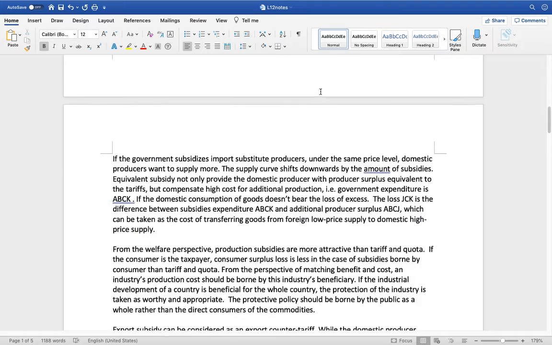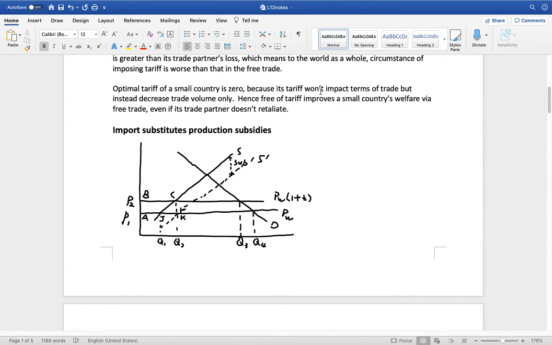The graph shows the downward shift of the supply curve by the amount of the subsidy. The supply curve shifts downwards. Therefore, it intercepts the world price at P1 and P2, and it is equivalent to imposing tariffs on the world price.